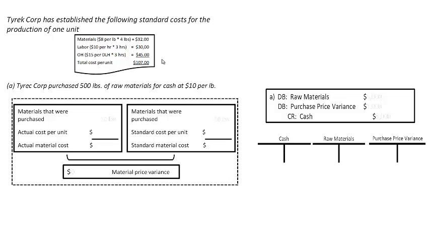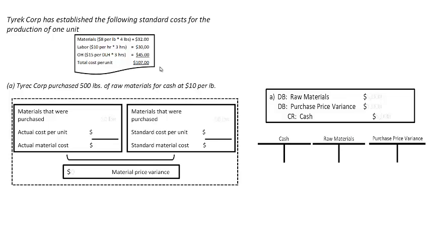And we can see up top here that Tyrek has established the following standard cost for the production of one completed unit. That includes expected cost of materials at $32, expected cost of labor at $30, and overhead at $45, meaning that Tyrek's standard cost for a completed unit is $107.